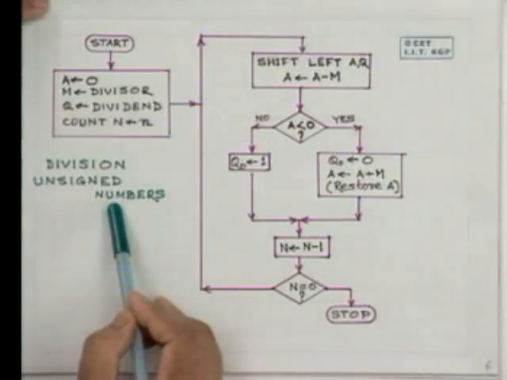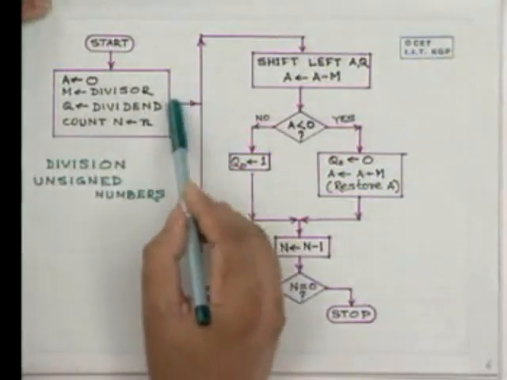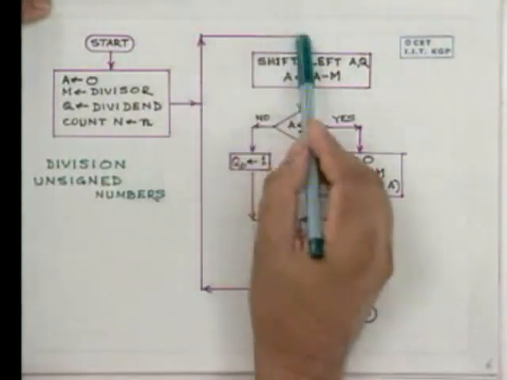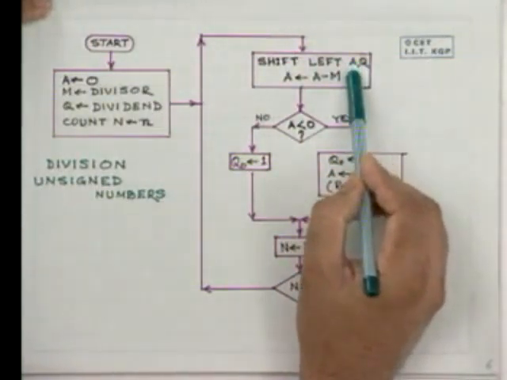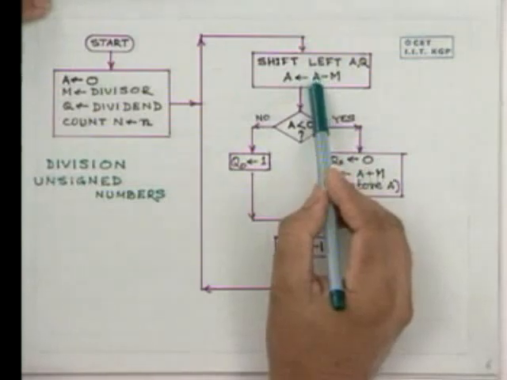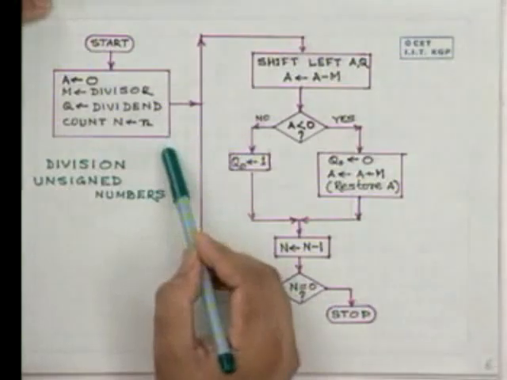In the case of a sign magnitude representation, we will have to first strip off the sign bits, make them unsigned numbers, do the division, and then properly assign the sign bit to the result, that means the quotient as well as the remainder. Now, let's come to that algorithm. After this initialization is over, we shift left the A register and the Q register together and then subtract M from A, and the result is put into the A register.